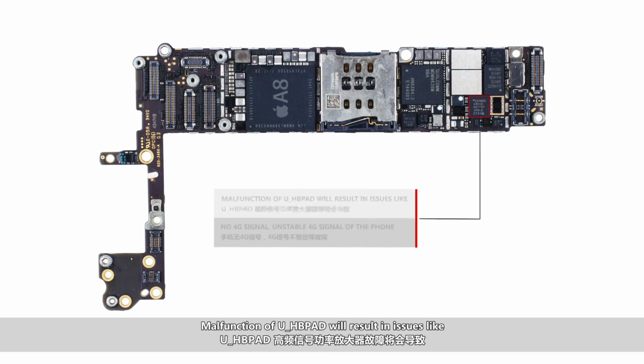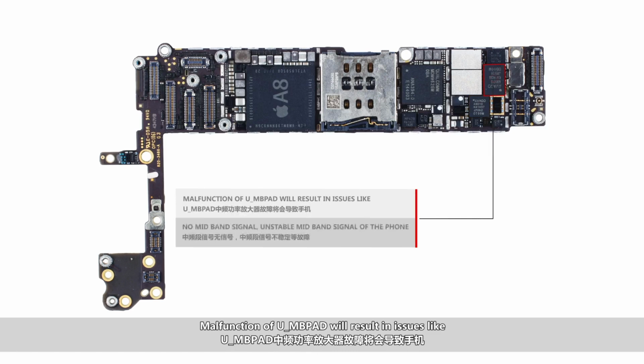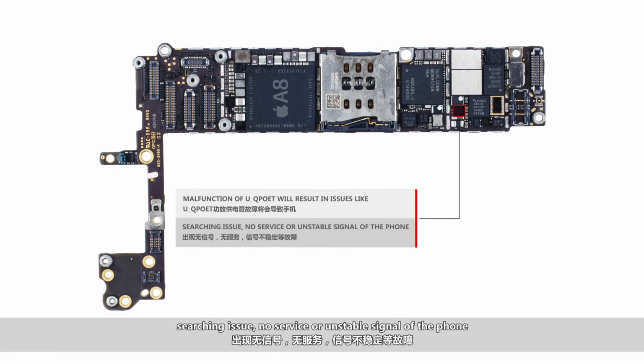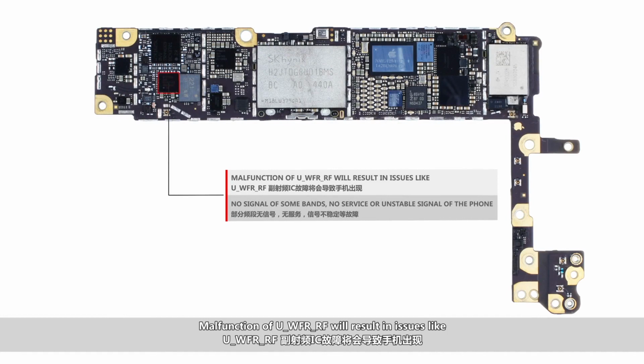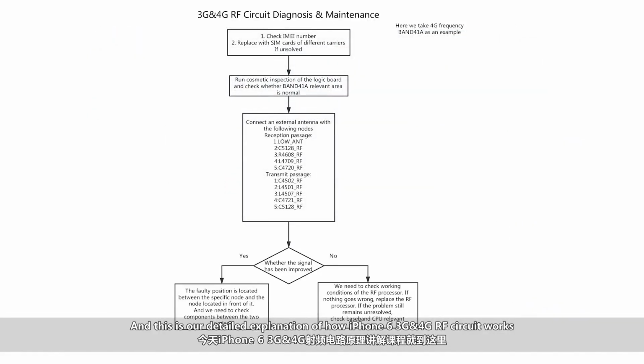Malfunction of UHBPAD will result in issues like no 4G signal, unstable 4G signal of the phone. Malfunction of UMBPAD will result in issues like no midband signal, unstable midband signals of the phone. Malfunction of UQPOET will result in issues like searching issue, no service, or unstable signal of the phone. Malfunction of UWFR-RF will result in issues like no signal of some bands, no service, or unstable signal of the phone. And this is our detailed explanation of how iPhone 6 3G and 4G RF circuit works.